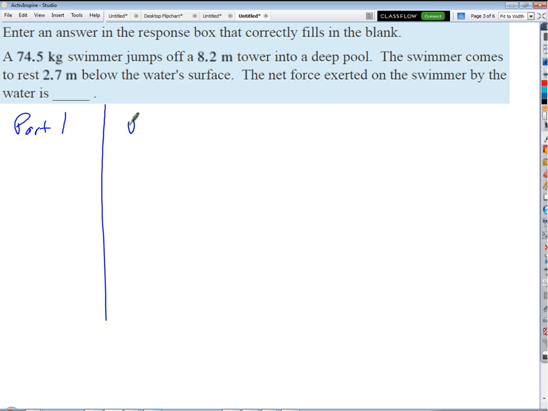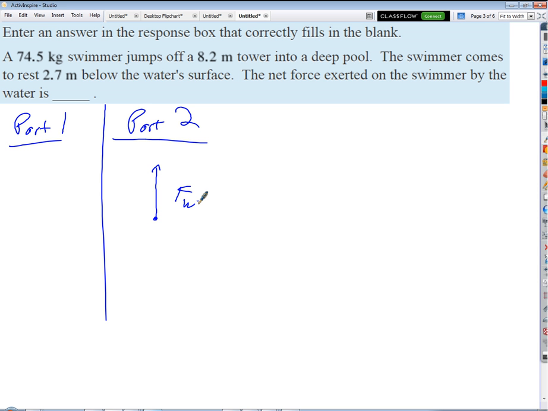Part 2 is in the water. For part 2, the only force acting is going to be the force of the water, which is kind of a frictional force, we'll say, right? Agreed? So the net force then is what in the water? There's only one force acting.